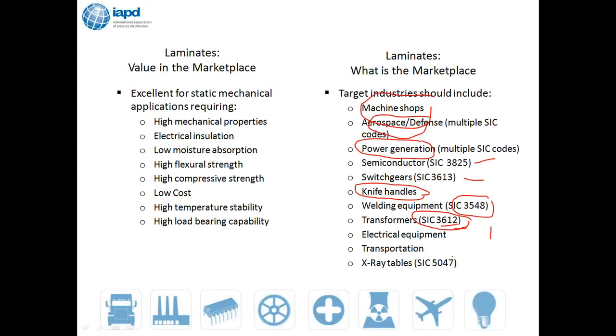Do any of the phenolic grades degrade when submerged in water?